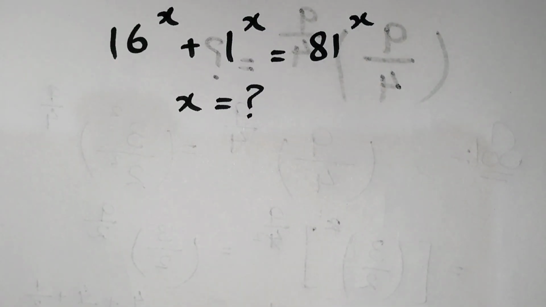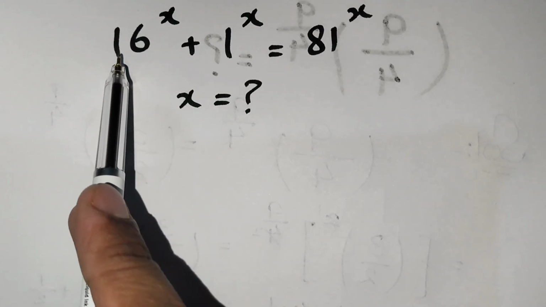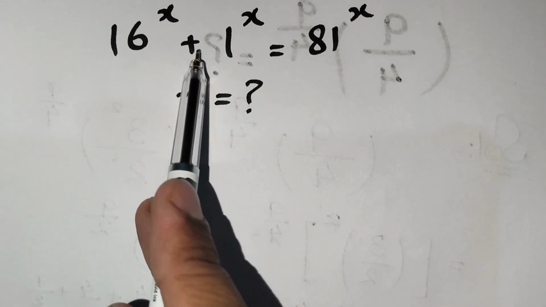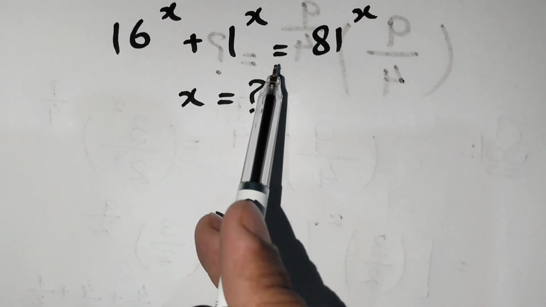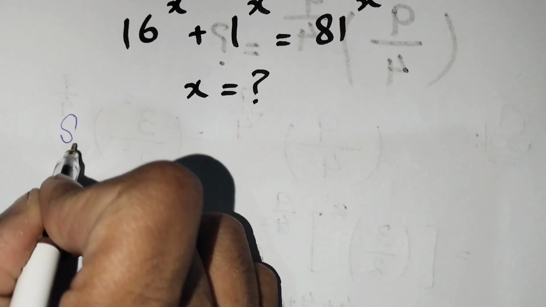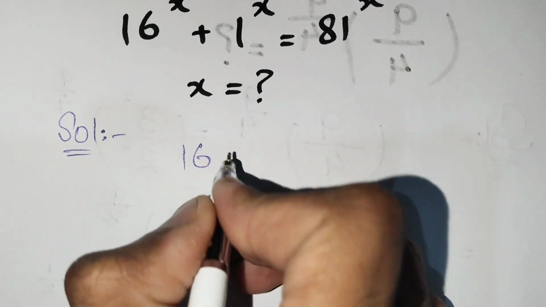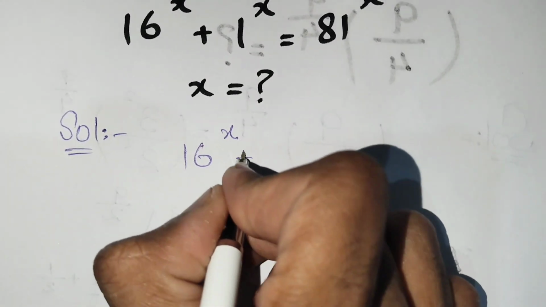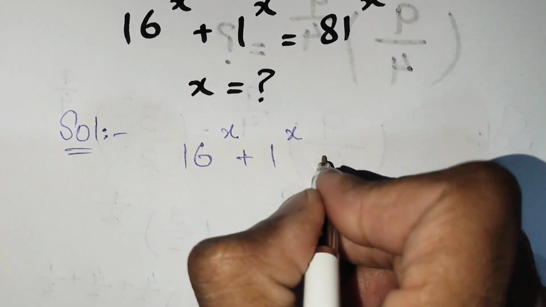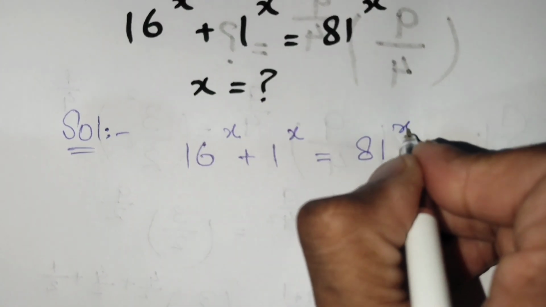Hi everyone, solve for x in this nice exponential equation: 16 power x plus 1 power x is equal to 81 power x. Let's start the solution of this question. We have given 16 power x plus 1 power x is equal to 81 raised to the power x.